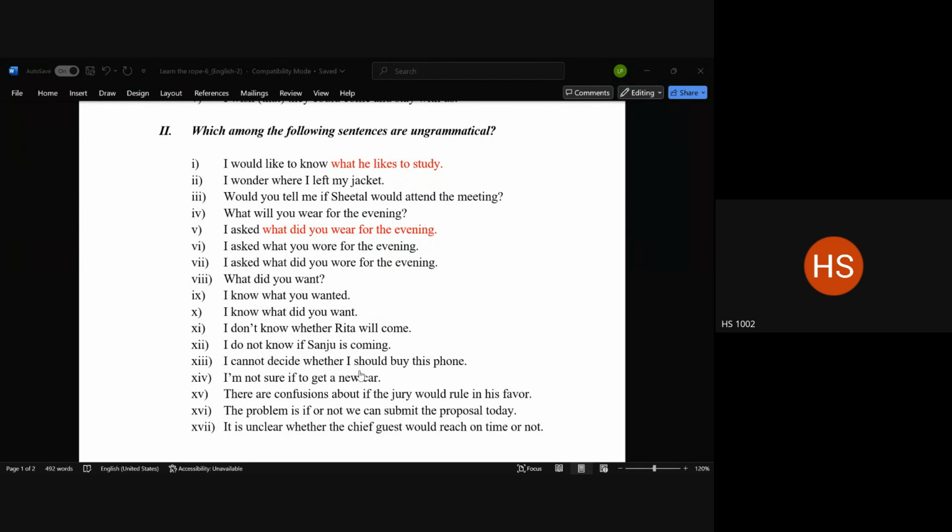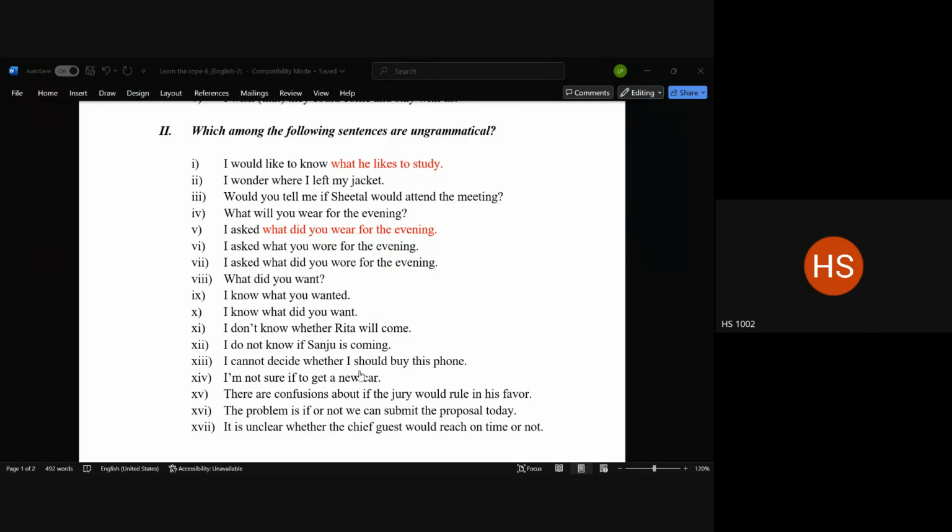So you say, what did she wear in the evening? Or what does he do for a living? Okay, what will he do for tomorrow's class? So in all the cases, do, does, and will do, all of them are separated from the verbs. So the tense is out of the verb. The verb is only in the bare form in question sentences.